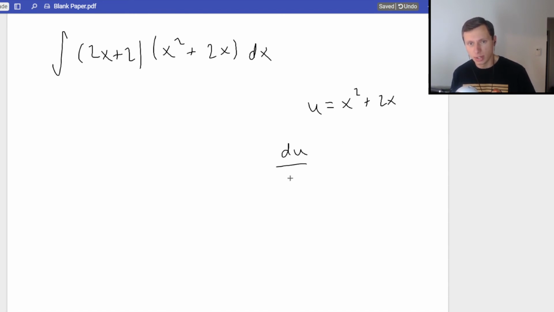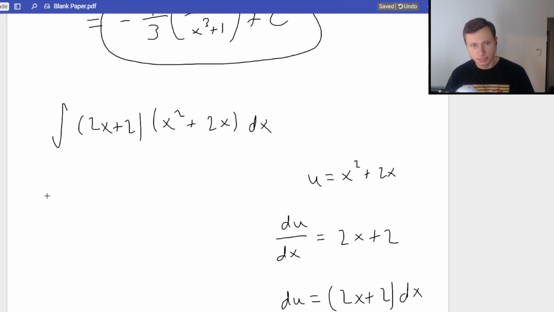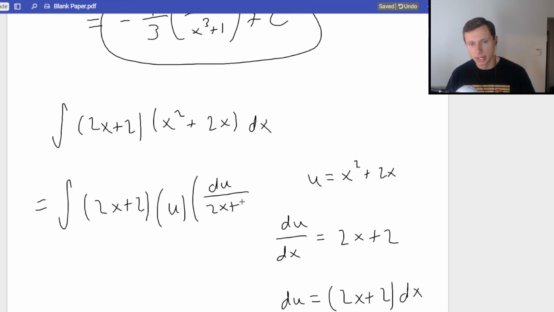I'm going to go relatively quickly here since we essentially did this already. But du dx is equal to the derivative of x squared plus 2x, which is 2x plus 2. Then I'm going to say du is equal to quantity 2x plus 2 times dx. I multiply dx on both sides. And then the next step is divide both sides by 2x plus 2. dx equals du divided by 2x plus 2. Now let's see what happens when I plug everything in. I'm going to get the integral of quantity 2x plus 2 times now just u times dx is now du divided by 2x plus 2.